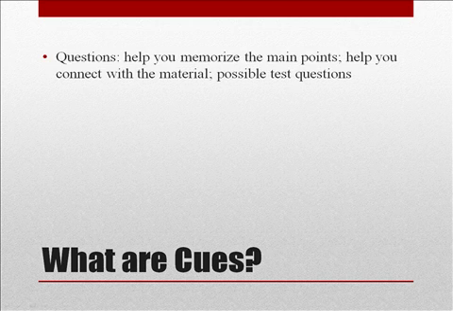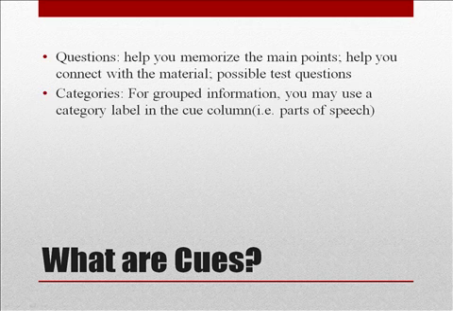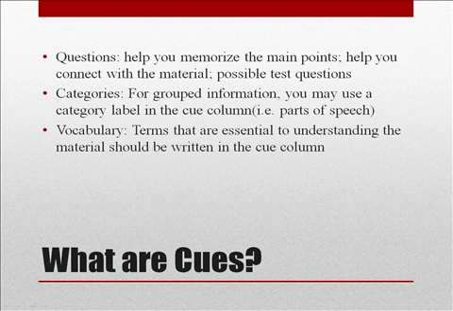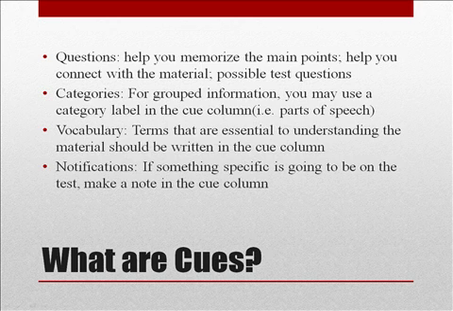What are cues? Cues are really important in the Cornell note-taking system because they give meaning to the process. Cues can be questions that help you memorize main points, or they could be test questions. Category cues are great for grouped information that requires a label. Naturally, you'll have new vocabulary words to learn that are essential to understanding the material presented in class. Finally, use the cue section to make notes if the professor indicates a particular portion of your notes will be on the test.